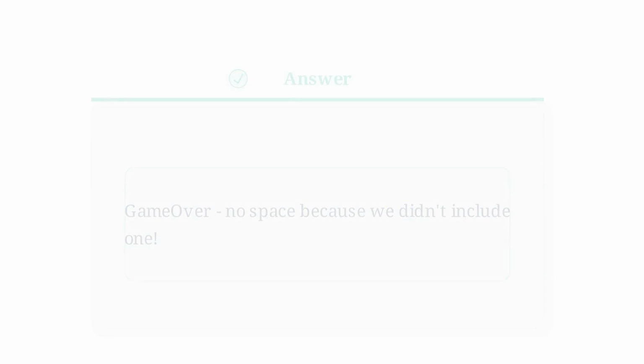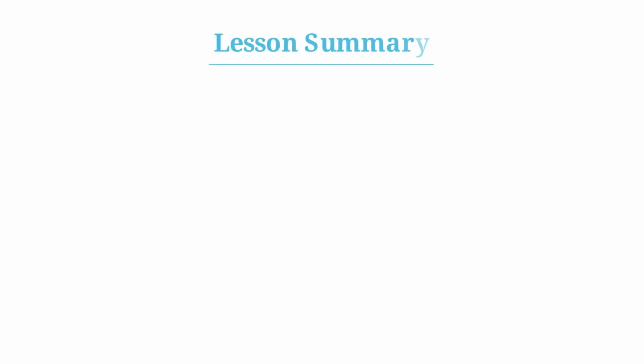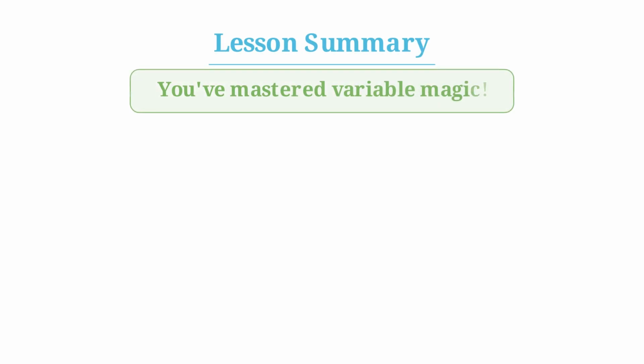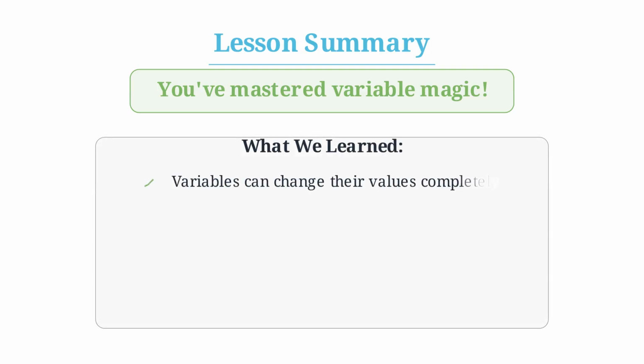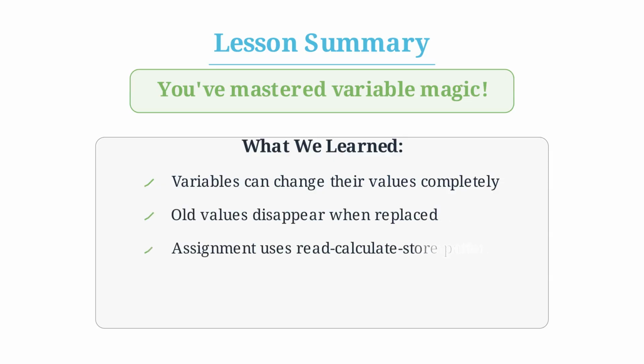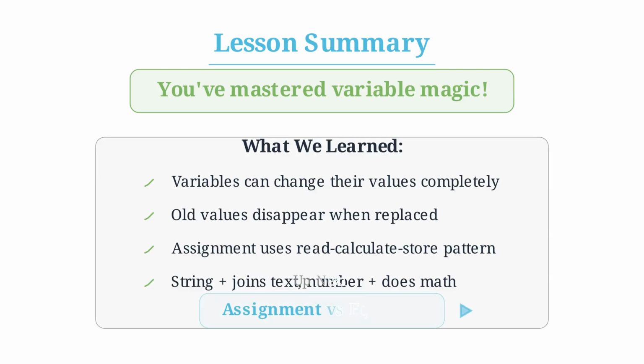Incredible work. You've discovered that variables can change completely. Old values disappear forever. Python uses read, calculate, store for assignments, and plus works differently with strings and numbers. You've truly mastered variable magic. Next, we'll learn the crucial difference between assignment and equality.